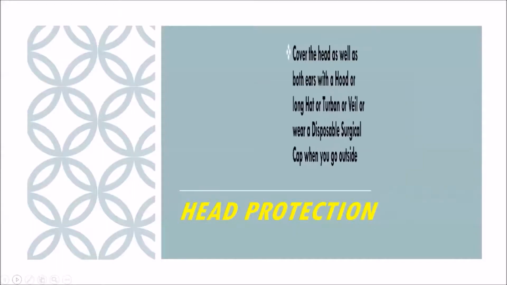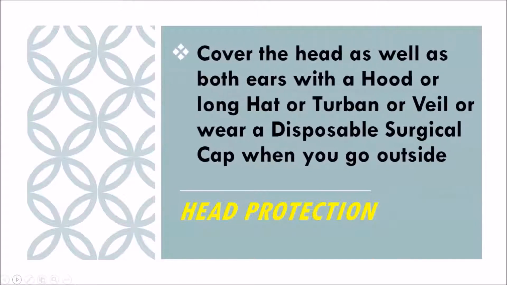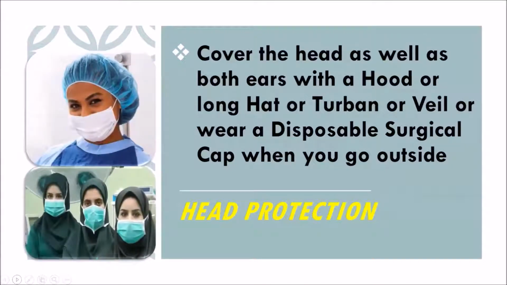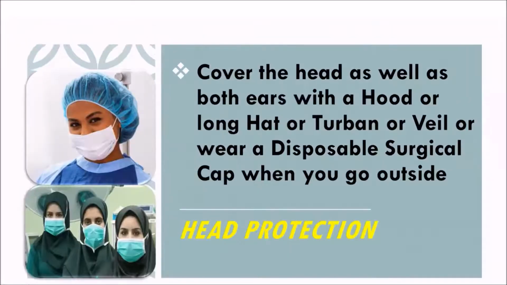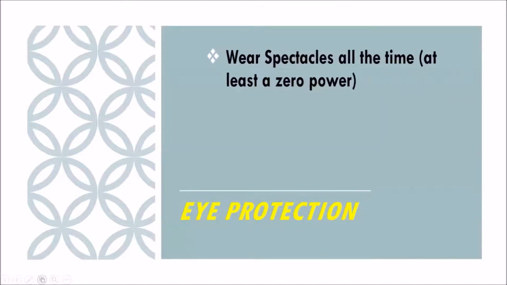First is the protection of the head. Whenever we are going outside, we need to protect our head, because the COVID can pass through fomites, and also it can be resting on the surface for a longer time. So better to cover the head whenever we are going outside, maybe using a hood or a hat or a turban or something, or if possible we can use the disposable surgical caps, which are 3-ply ones available in the pharmacies.